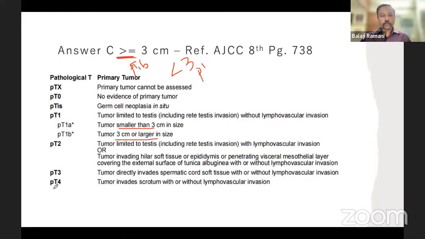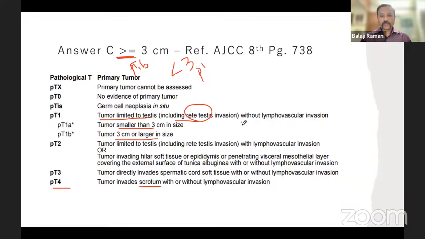All of us know that T4 is very clear that, whenever you have scrotal invasion, that is T4. What about T2 and T3? The size cutoff you have already gotten, less than 3 and greater than or equal to 3, and confined to the testis, including the rete testis. So that is one question that will keep coming repeatedly. Rete testis invasion, whatever the stage is going to be, it doesn't matter. It doesn't change the stage. It is still going to be only T1.